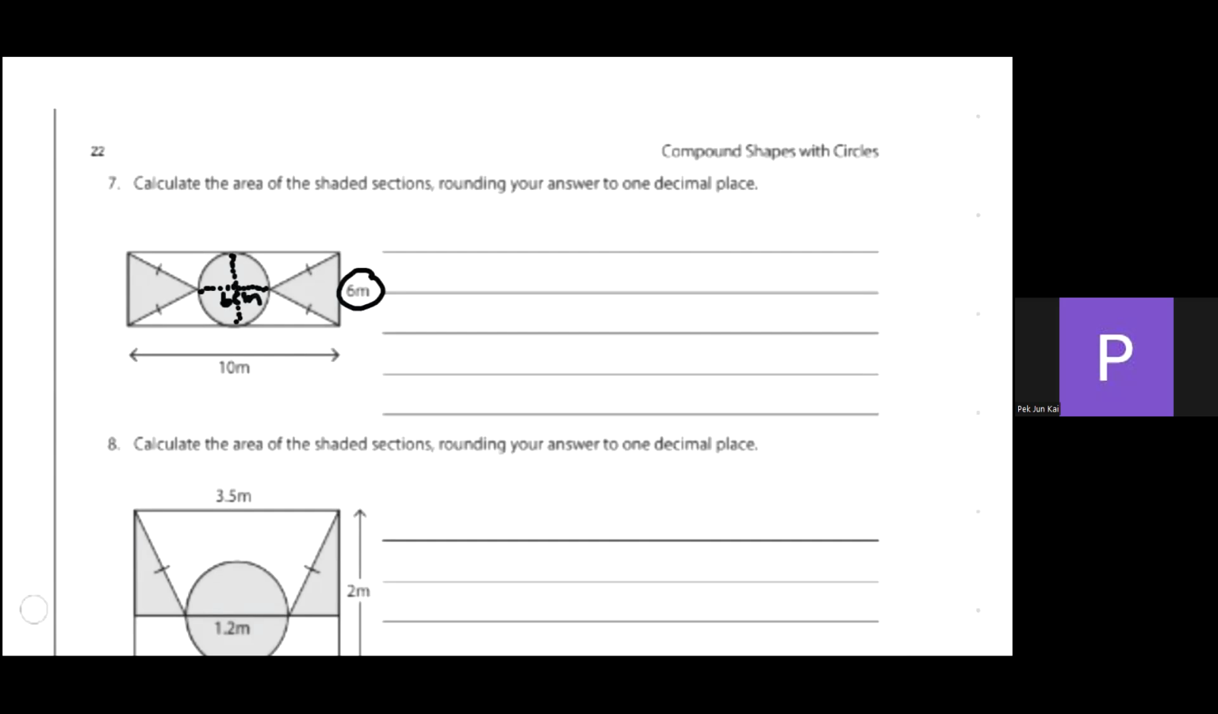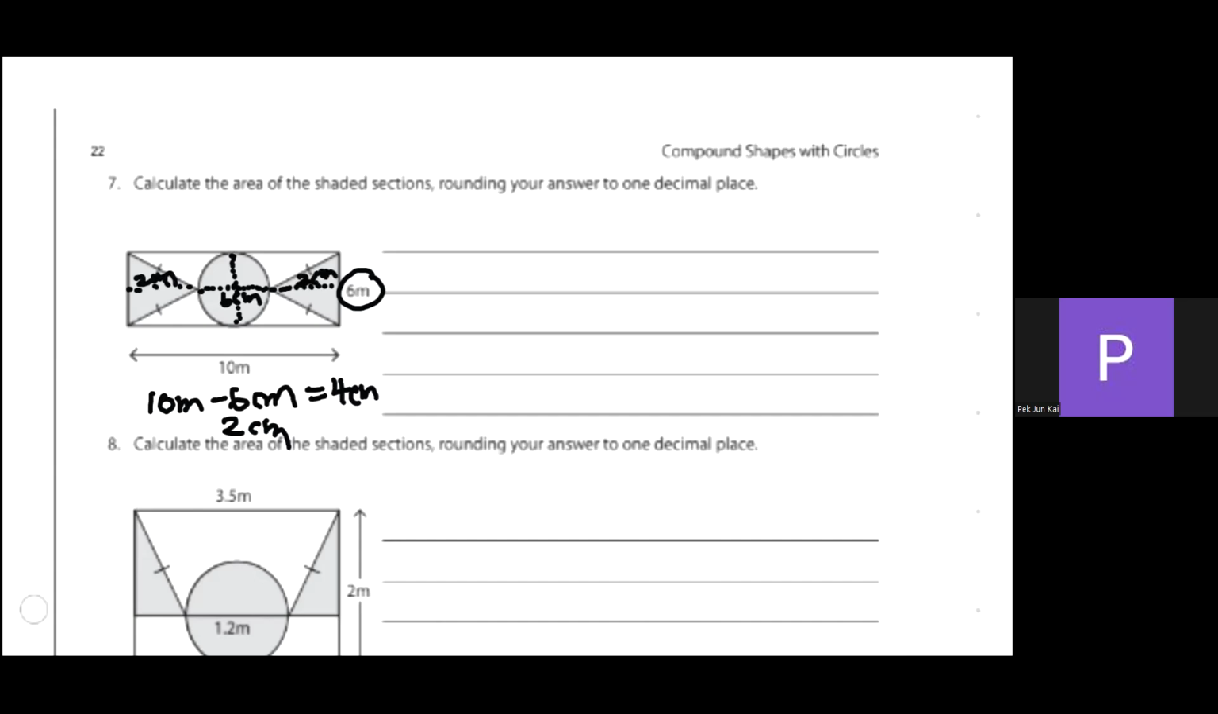To find the height of the triangle, we can also take 10 cm minus the diameter of the circle, which is 6 cm, which gives us 4 cm. We can divide it by 2 to get the height of one triangle. So 4 cm divided by 2 is 2 cm. So the height for this triangle is 2 cm. This one is also 2 cm.